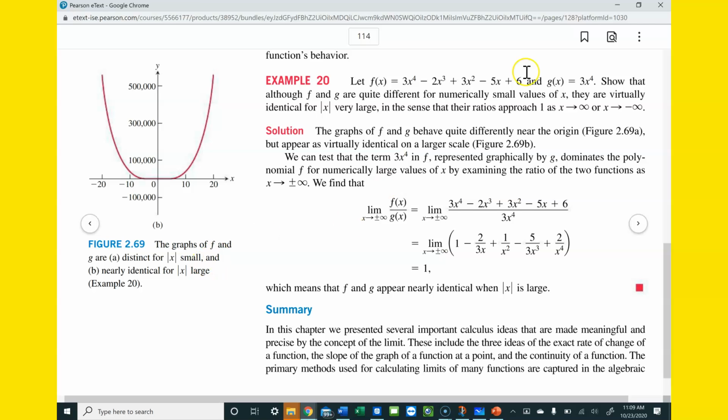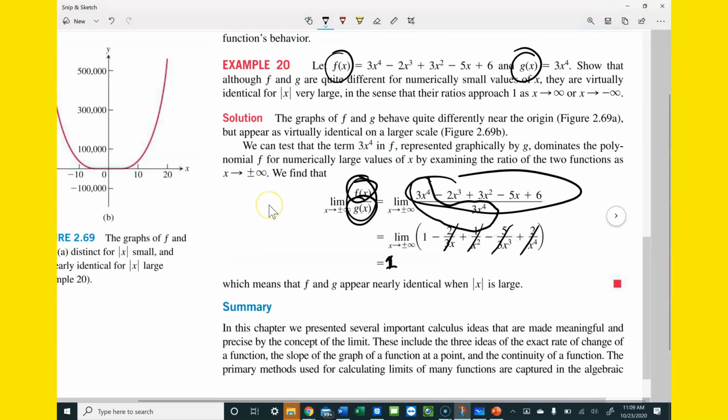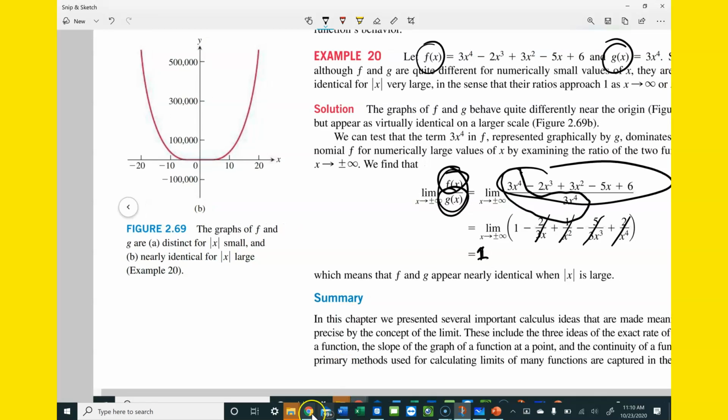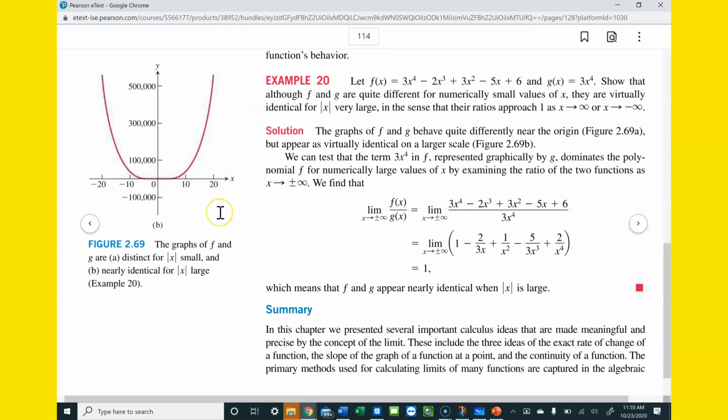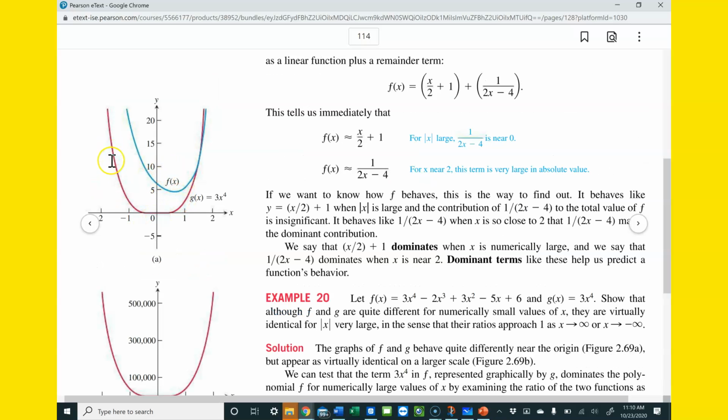So let's look at the graphs of these. Here's f of x and g of x, f of x being this blue curve and g of x being this pink or red curve, whatever color that is. The values are obviously different for relatively small numbers, but as the numbers get bigger, you can see that the curves are getting closer and closer to one another as x gets larger.